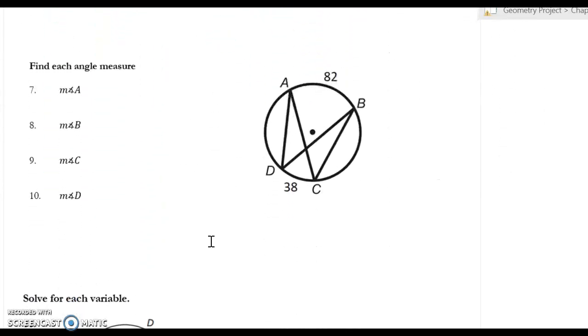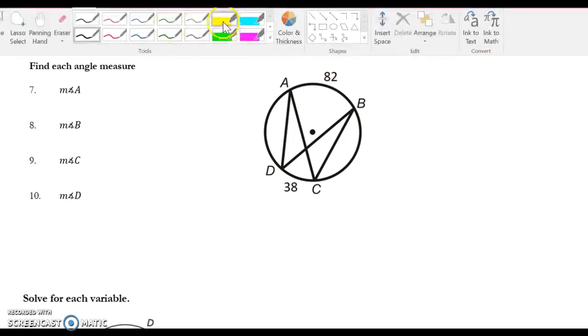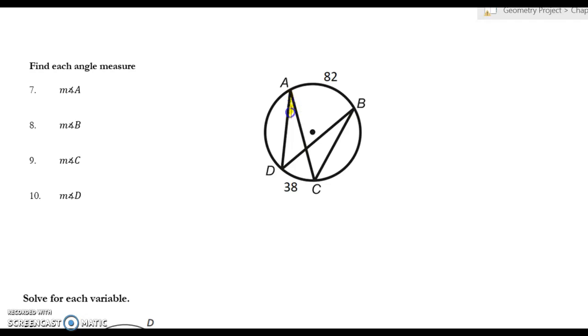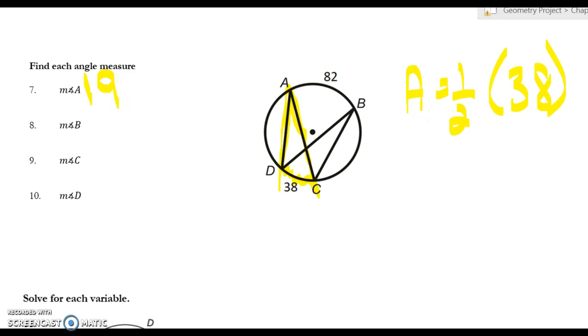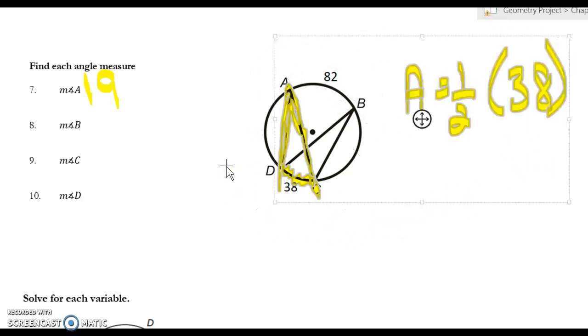All right, let's go down here. Okay, so now we need to find some angles. And again, I'm going to highlight and then I'll erase. So angle A is right here. This is made up by this line and this line. And if you notice, that angle makes this arc. So angle A is equal to 1/2 of the arc, and the arc is 38. So angle A is 19. Okay. All right, let's see if I can lasso all that information together. And I can just hit delete.